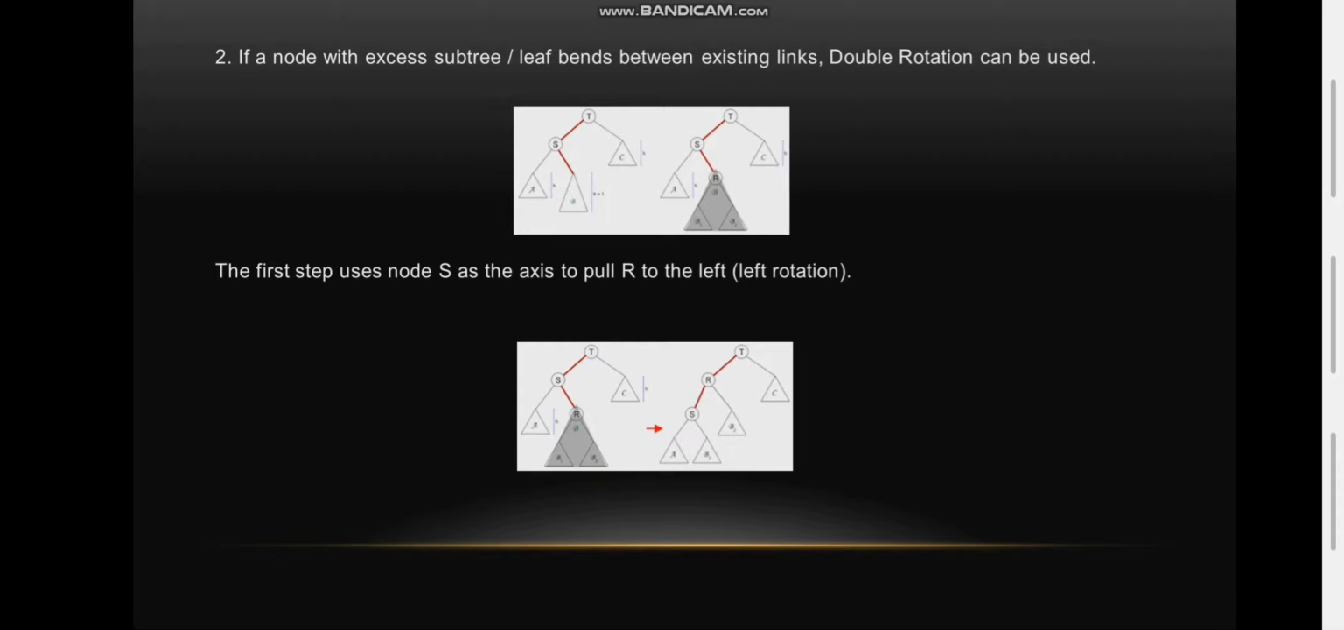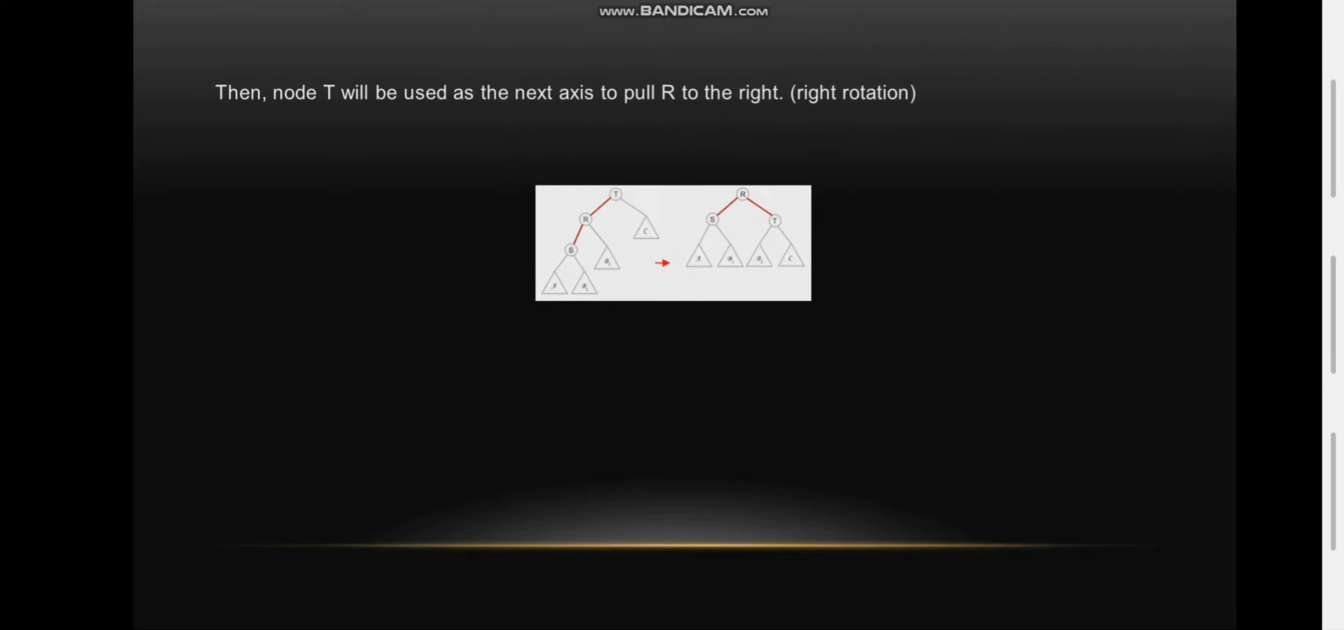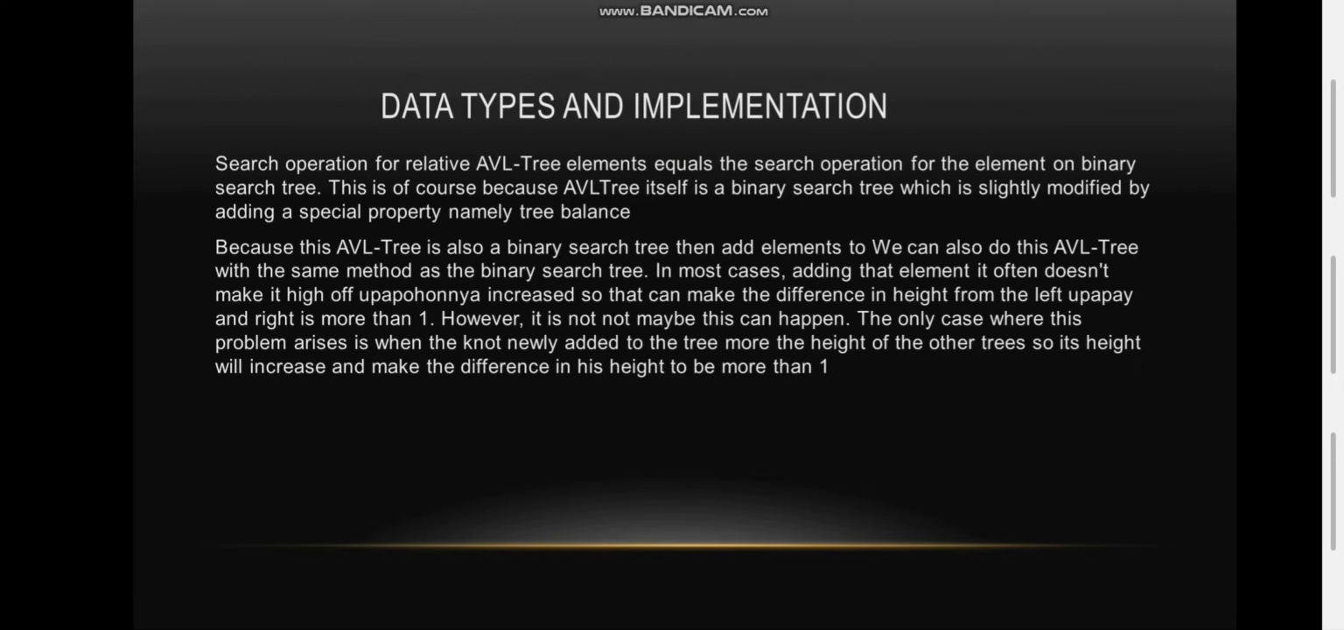The first step, use the node S as the axis to pull R to the left. Then, node T will be used as the next axis to pull R to the right.